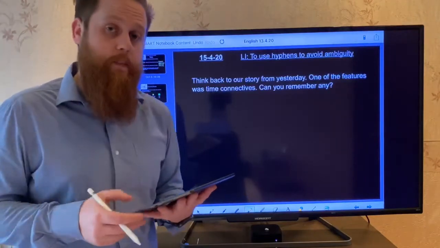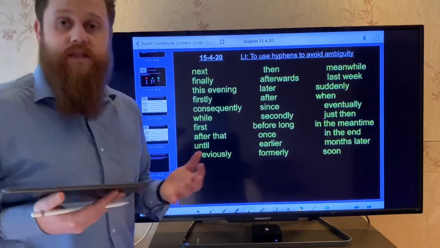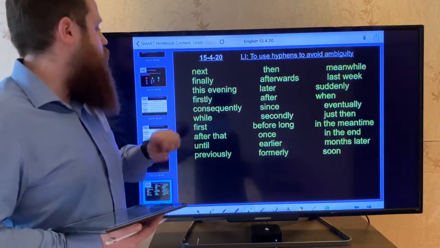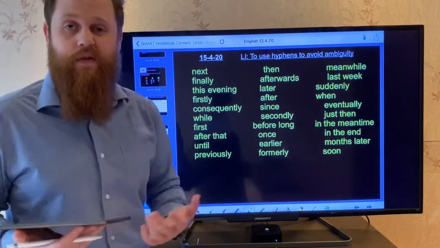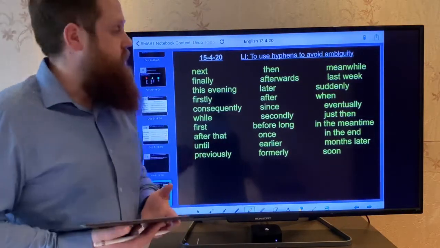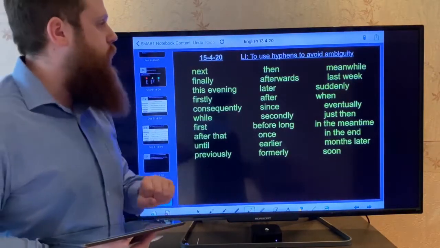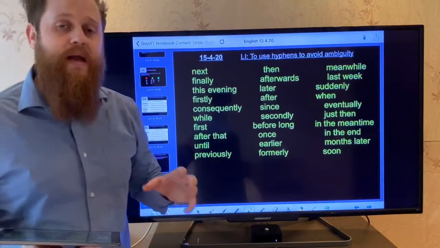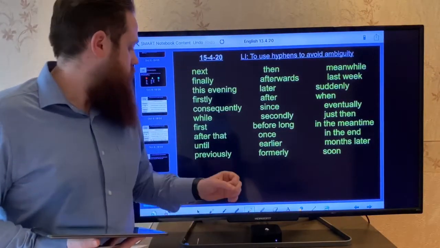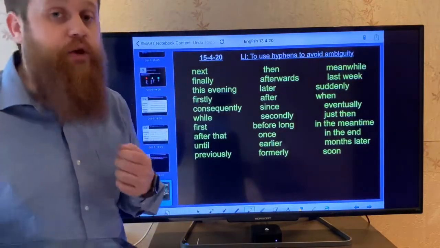Well, here are some examples, and this is only a very small sample. You have our simple ones that we've learned for a long, long time now, like next and finally, firstly, okay, first, second, third. But we have a few more complex ones here, such as in the meantime and before long, consequently, meanwhile, and there's many, many others. Suddenly, since, before long, previously. And all of these are really good things to use in your writing.